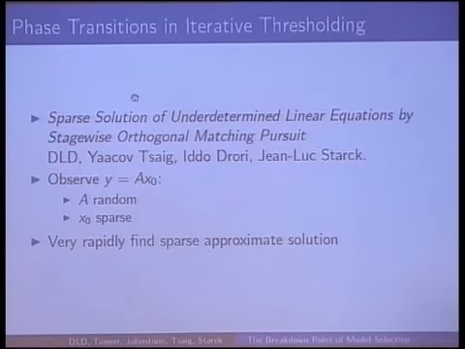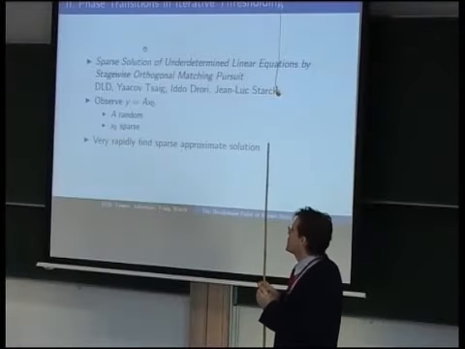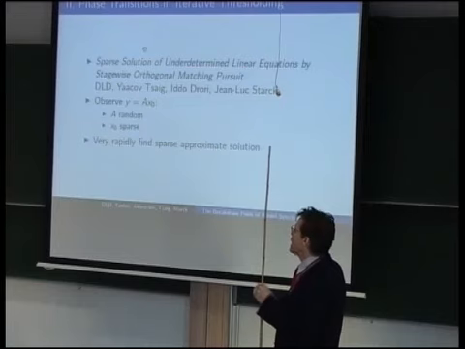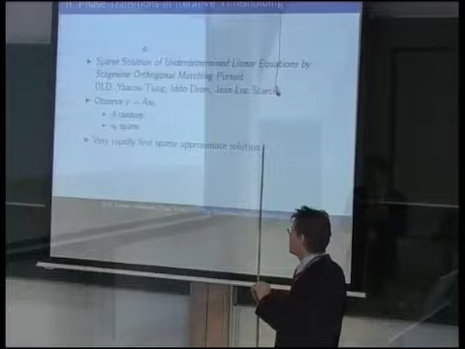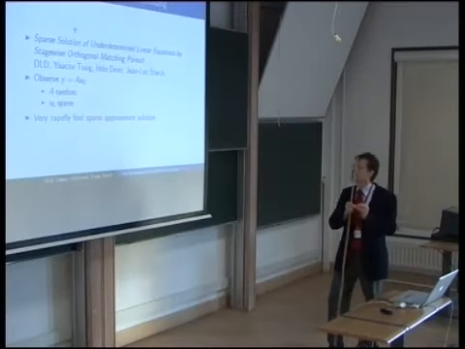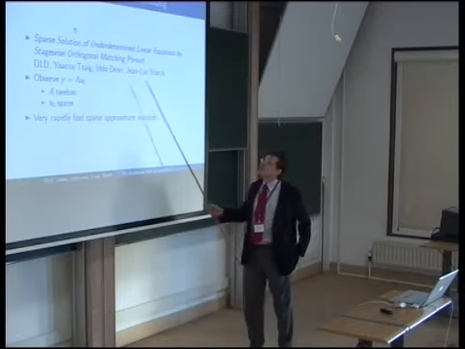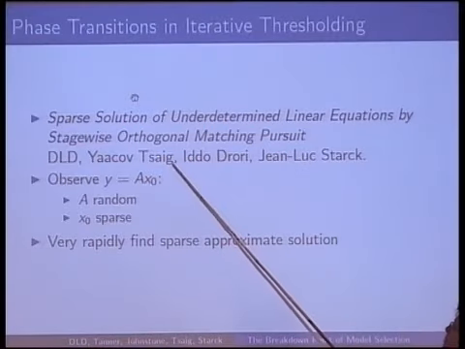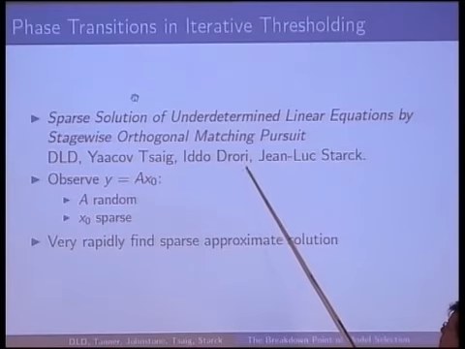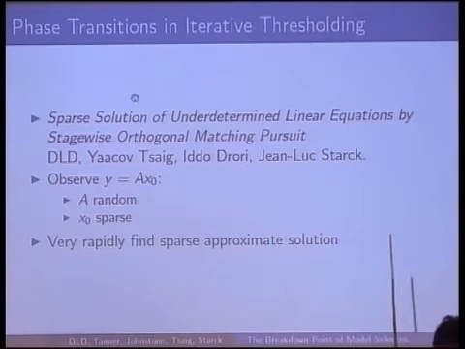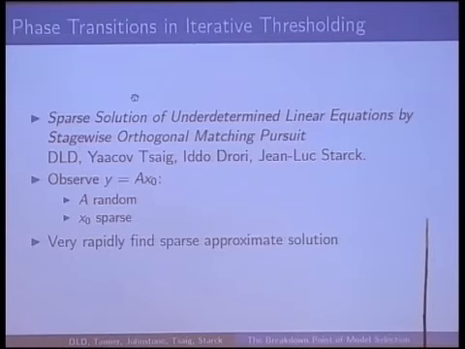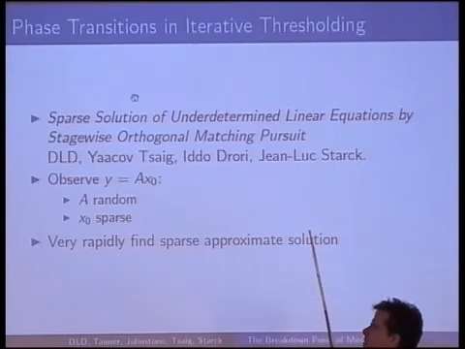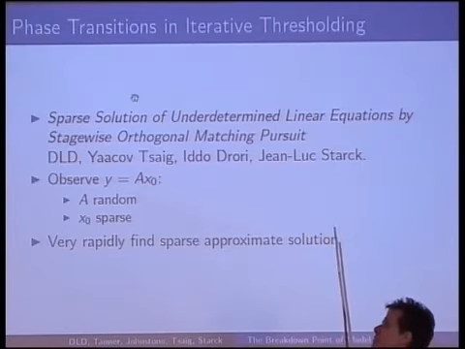Okay, what I'd like to now talk about is another kind of algorithm that one could think of for model building. But again, I'm going to do it in this underdetermined equations setting and talk about phase transitions there, which can be rigorously proven. So this is a paper with Yaakov Tsaig, who was my PhD student, and Iddo Drori was a postdoc, and Jean-Luc is at CEA Saclay. He's an astronomer. And it goes like this. We're again in the same setting. We have an underdetermined system of equations, and A is somehow random.